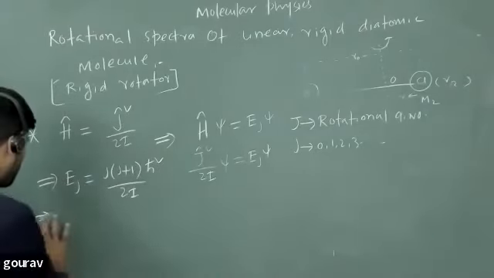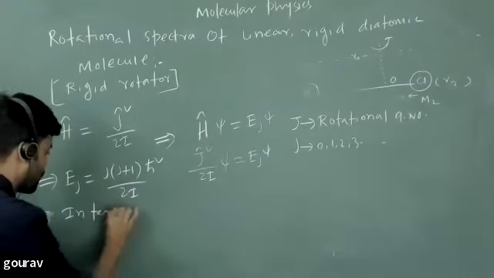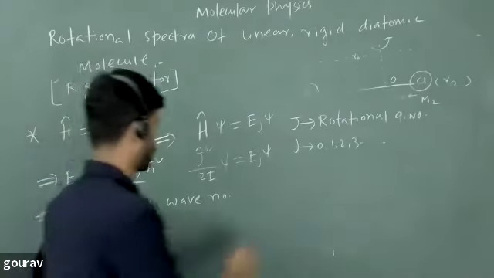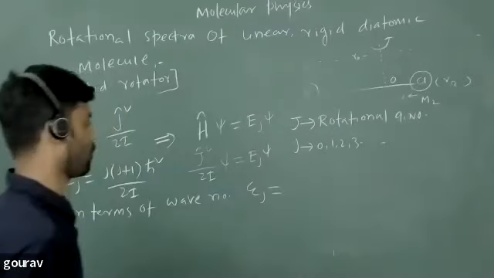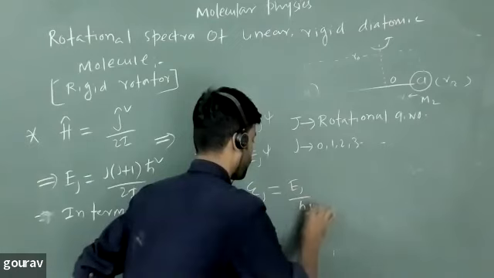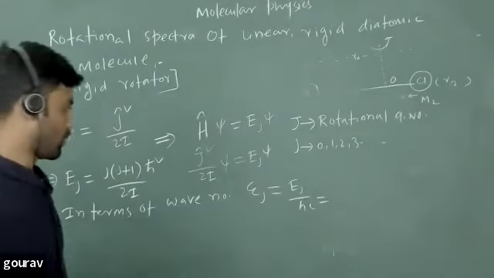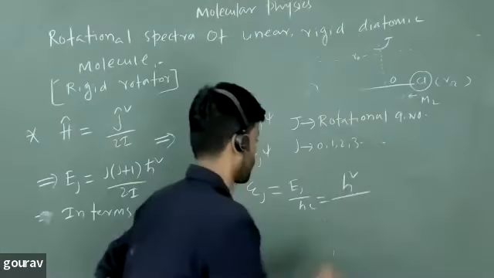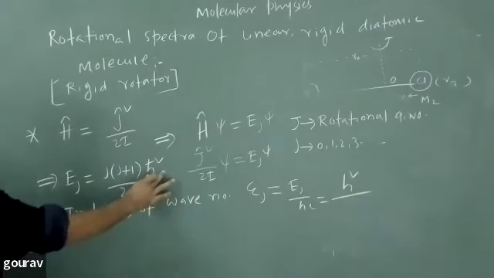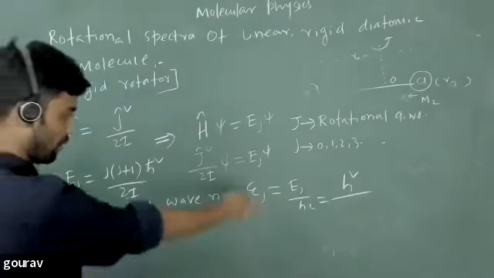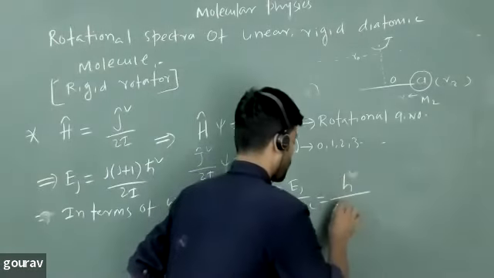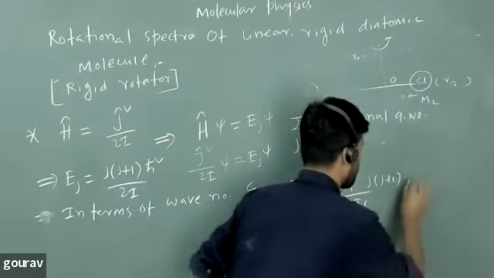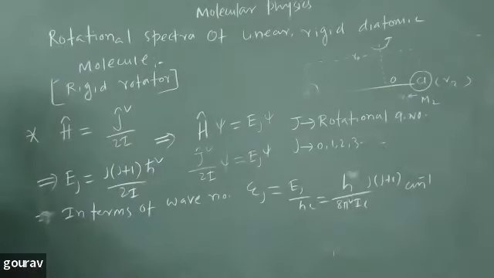Okay. So in terms of wave number, epsilon J is energy E_J by hc. So H square by, I have written h cross here, so if you write in terms of h, it will be h square by 8 pi square I, divided by hc. So finally it will become h by 8 pi square I c, J into J plus 1, and that unit will be in centimeter inverse. So in terms of wave number, it will be like this.